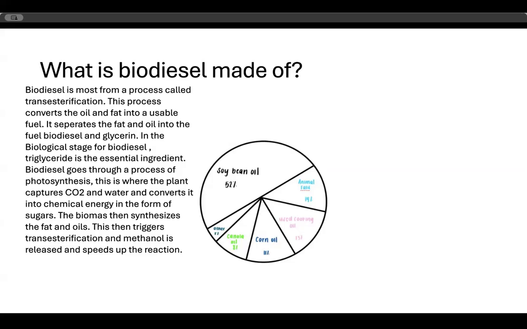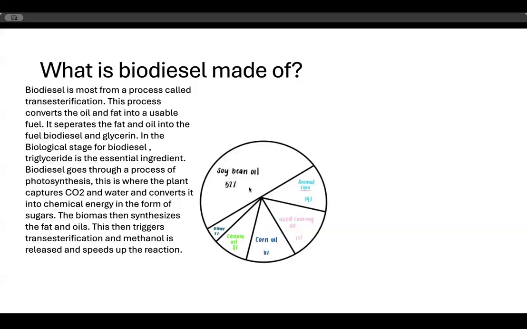Biodiesel goes through a process of photosynthesis. This is where the plant captures CO2 and water and converts it into chemical energy in the form of sugars. The sugar biomass then synthesizes the fats and oils. This triggers transesterification, and methanol is released and speeds up the reaction. And methanol is the alcohol that causes it to speed up the reaction.